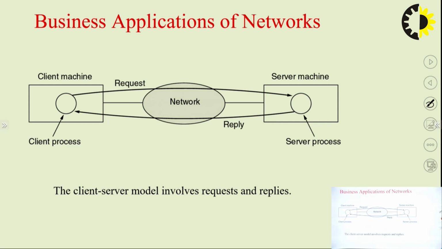Here we can see a simple phenomenon of the applications of the network. One is the client machine, second is the server machine. In simple words, the client sends some request to the server and the server sends a response to the client. In network terminology, we simply say one is client and one is server.